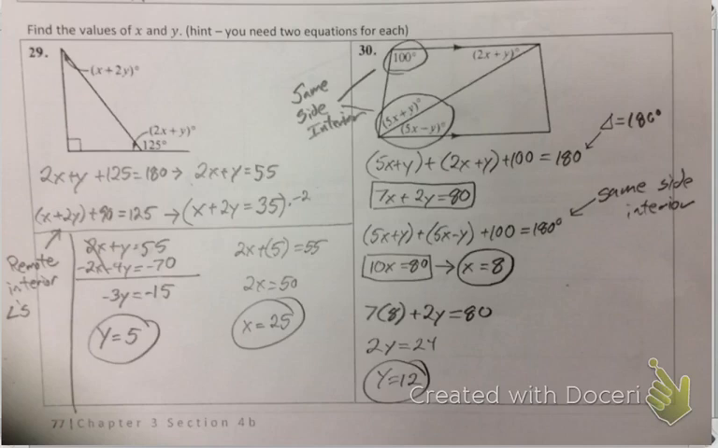So I had x equals 8. But then you have to take that x equals 8 and plug it in for this x value here to get your y. That's what happened here. Instead of this x, I plugged in this 8.